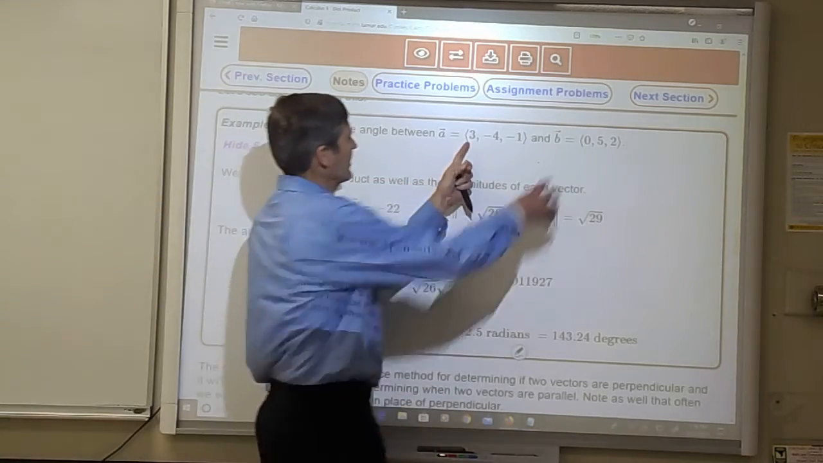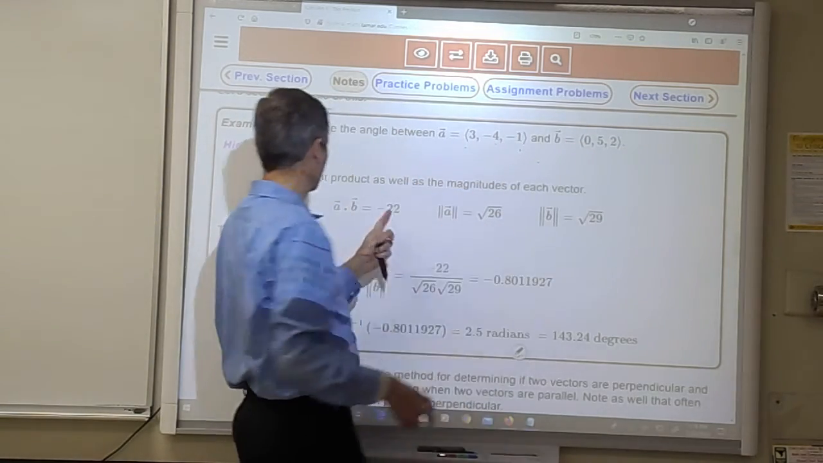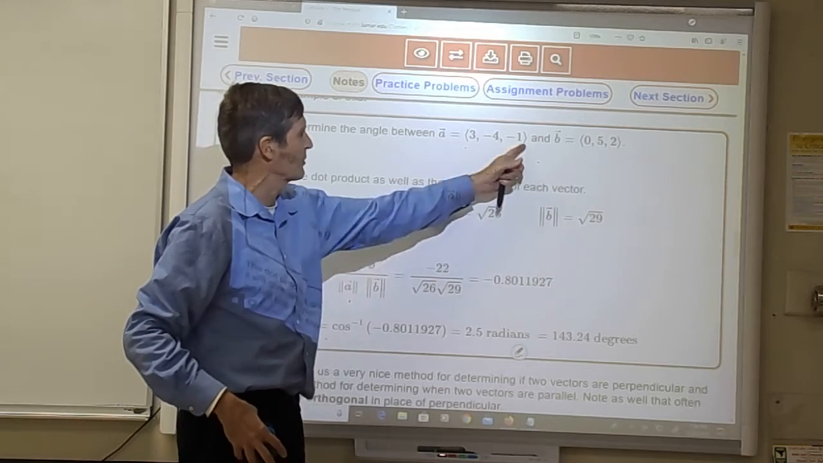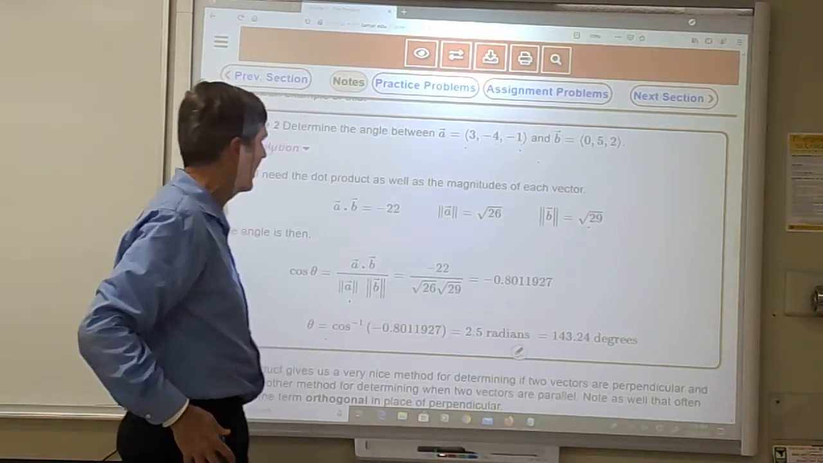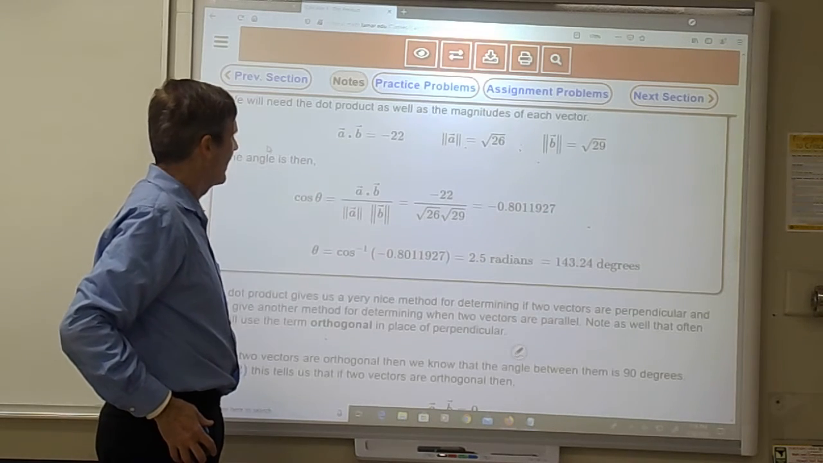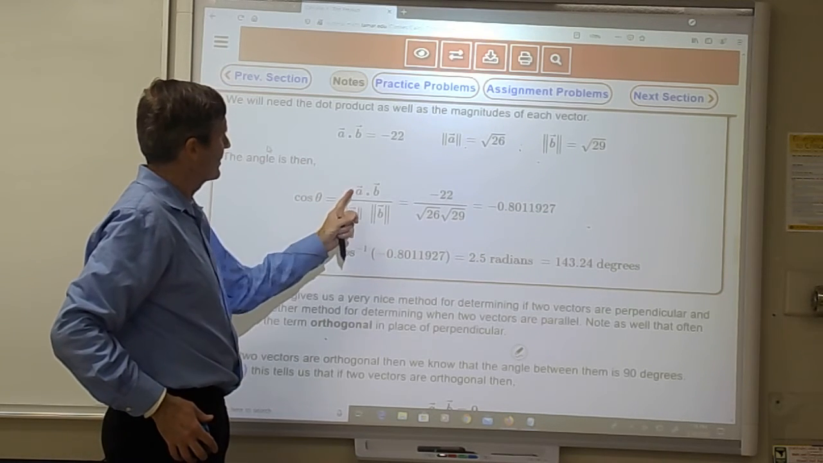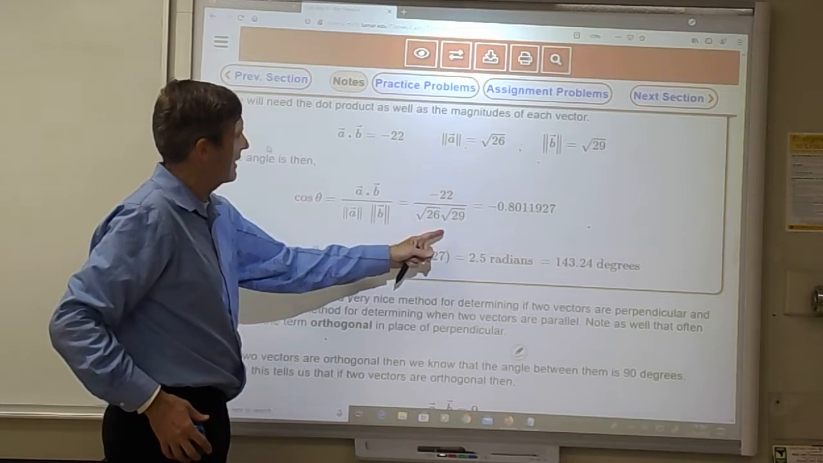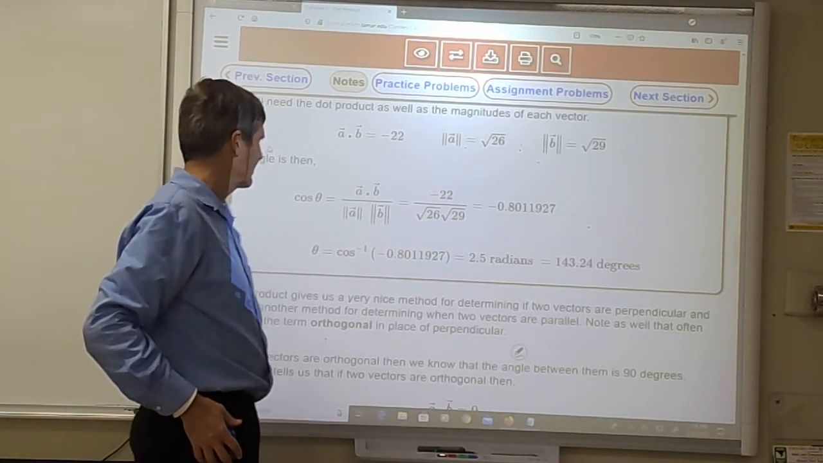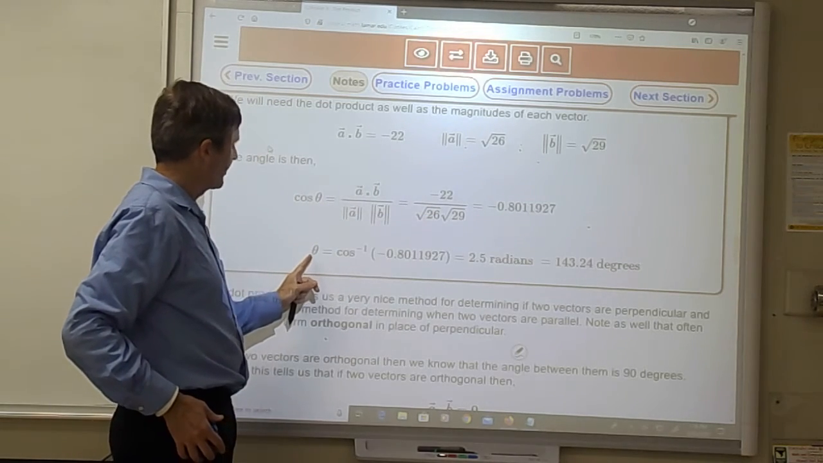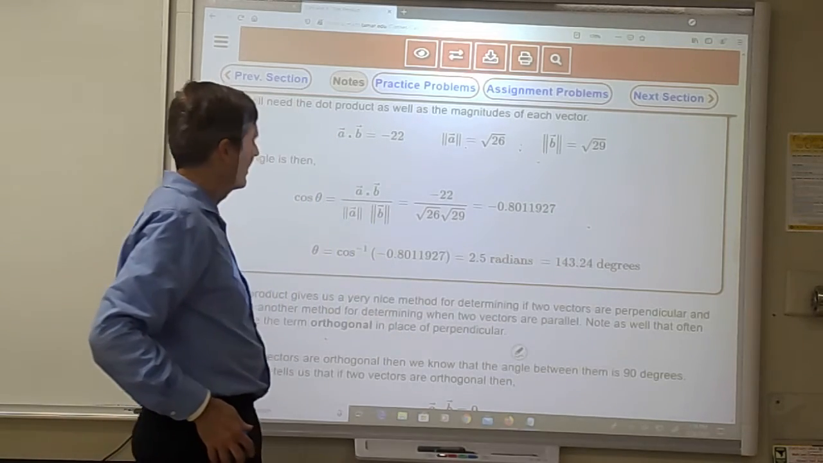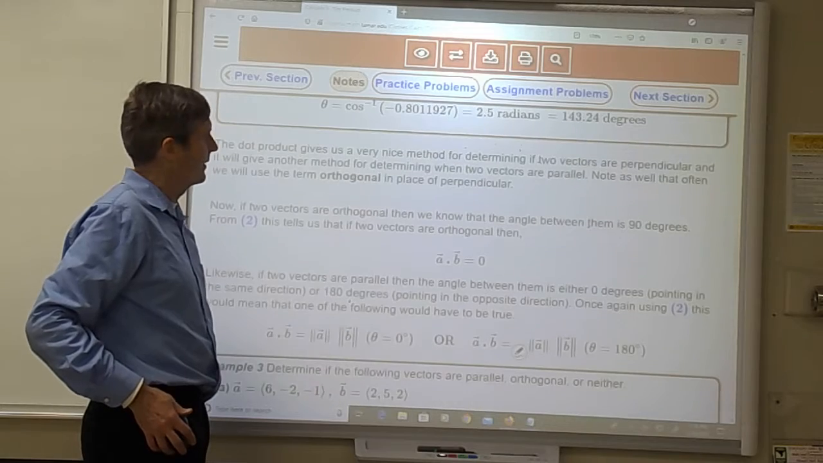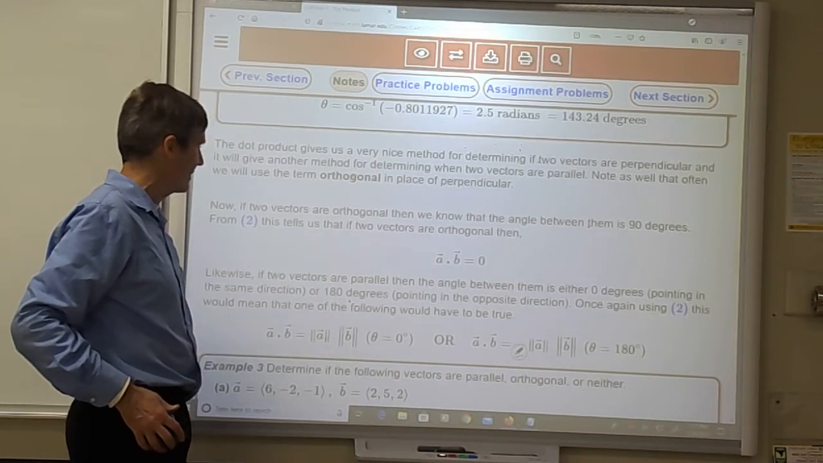A dot B is this times this plus this times this plus this times this, which is -22. The length of A is the root sum square of these, the square root of 26. The length of B is the root sum square of those, the square root of 29. And so the cosine of the angle is the dot product over length of A, length of B. It comes out to be -0.8 something. Theta, the angle between them, is the arc cosine. That number is about 143 degrees in this case. So this is very useful in all sorts of physical applications, as you might imagine.